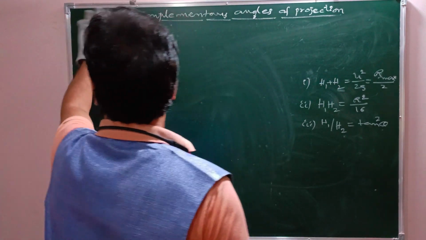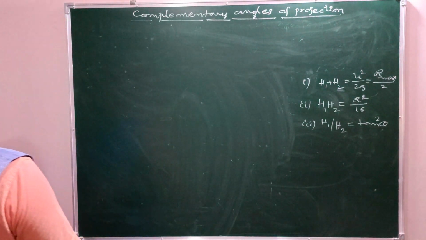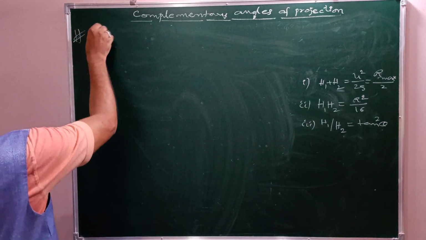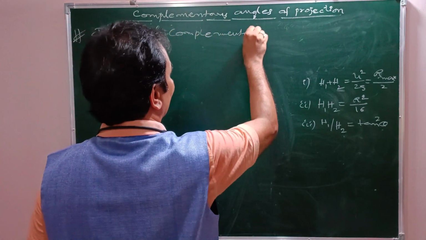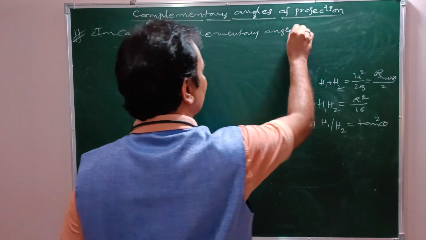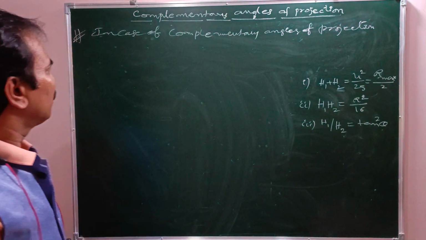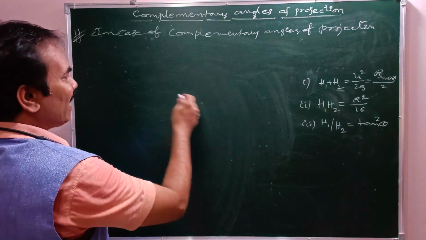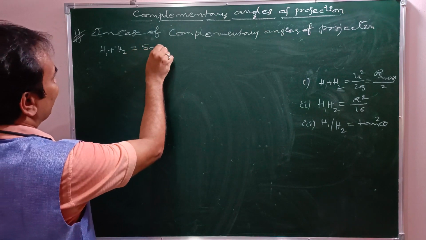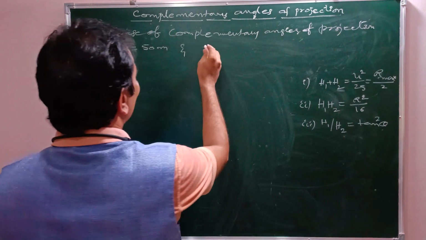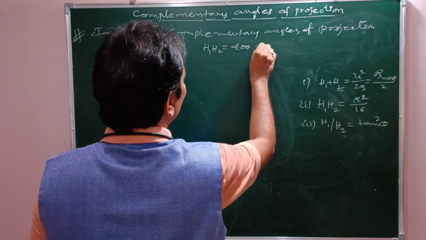Numerical. In case of complementary angles of projection, sum of the maximum heights h1 plus h2 equal to 50 meter, for example, and product of maximum heights, that is h1 into h2 equal to 400 meter square.